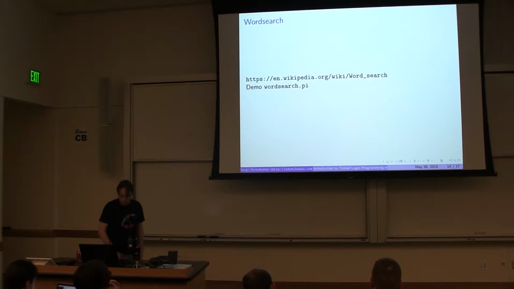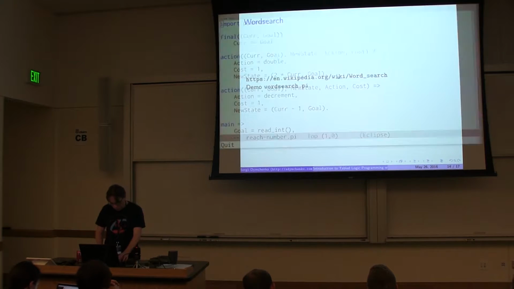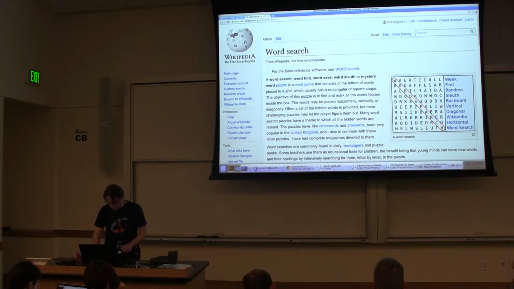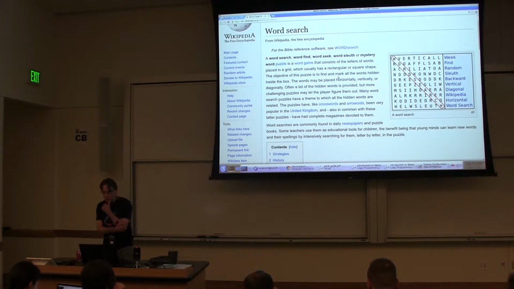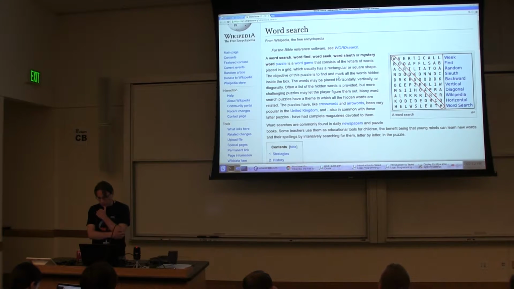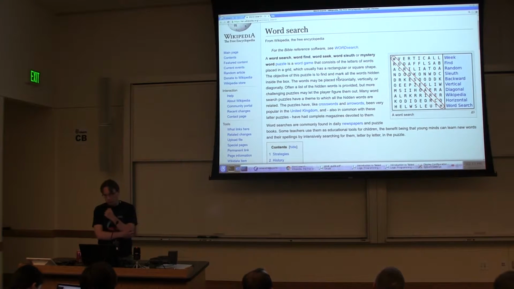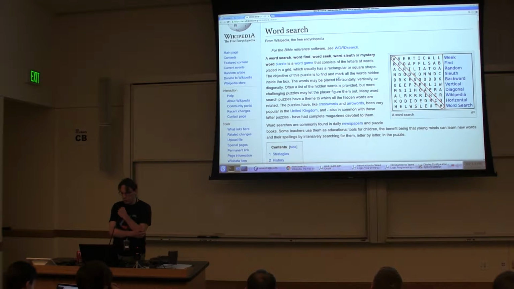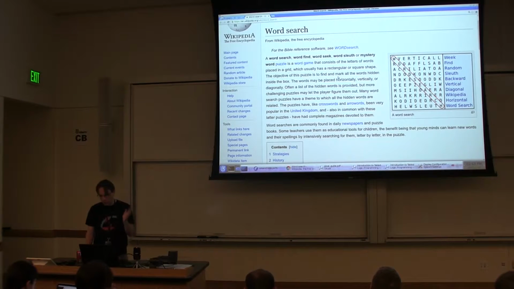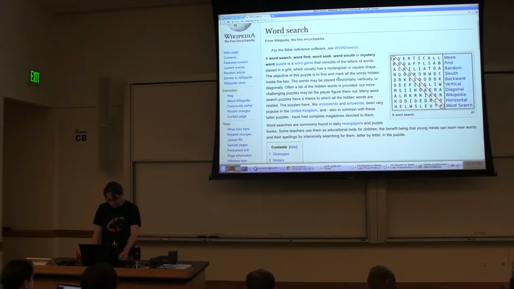So that was really simple. I want to show you a little bit more complex thing. Word search puzzle. So you have a grid of letters and you want to find words in this grid. The word is given, and you want to find this word in this grid. And you can use vertical, horizontal, diagonal, and from left to right, from right to left, any direction in a straight line.